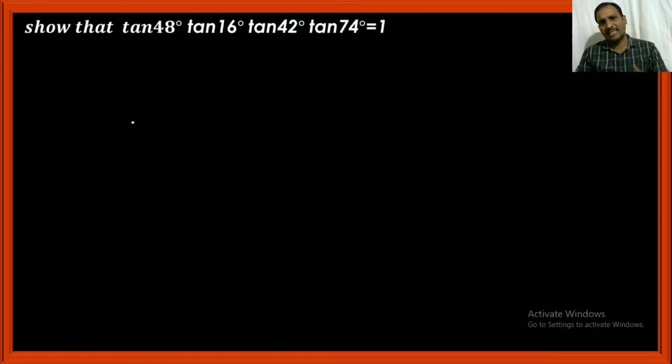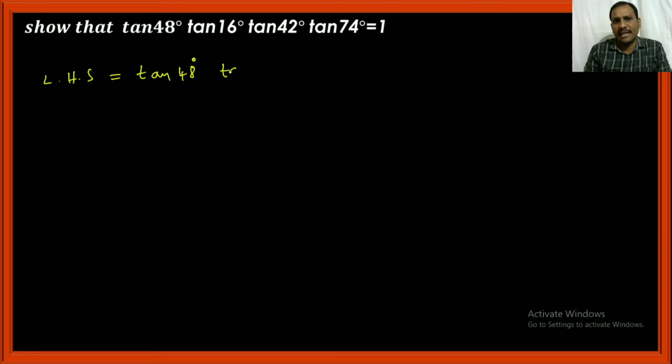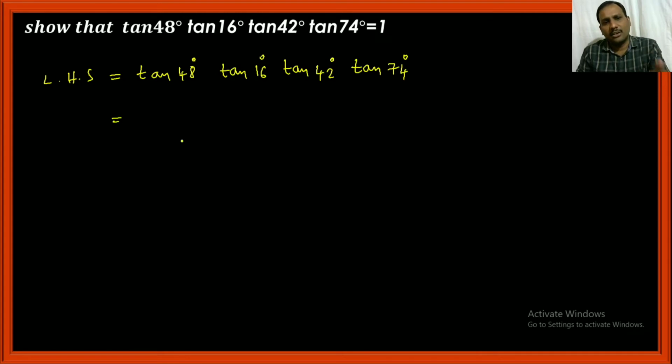Tan 48 degrees, tan 16 degrees, tan 42 degrees into tan 74 degrees is equal to 1. We have to show that. So let us take the left hand side, whatever we have: tan 48 degrees, tan 16 degrees, tan 42 degrees and tan 74 degrees. Remember that we have to use the concept of complementary angles here. If you want, you can pause the video and try on your own and then resume the video and check your answer.